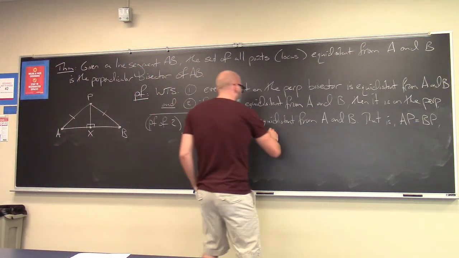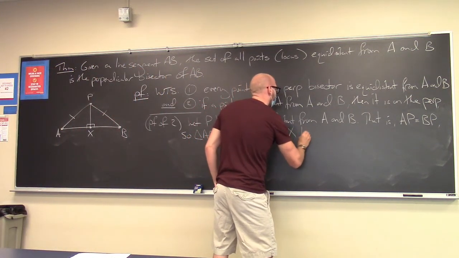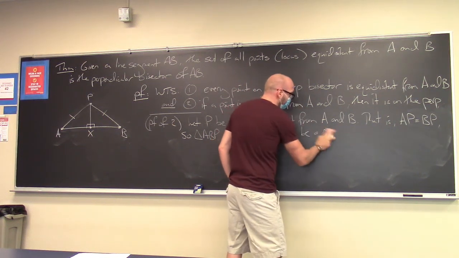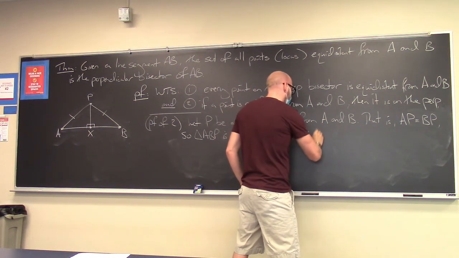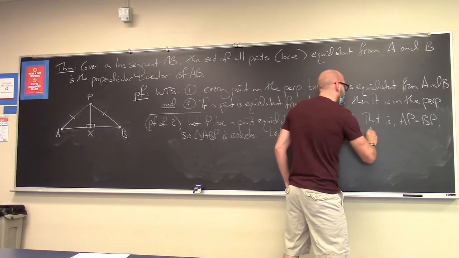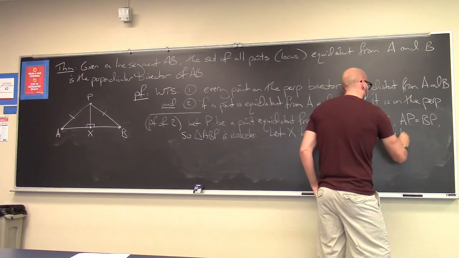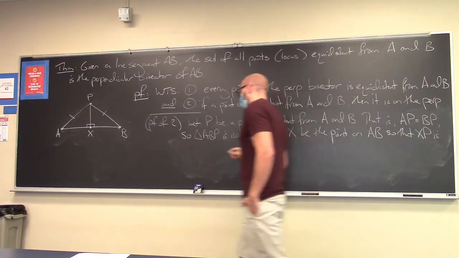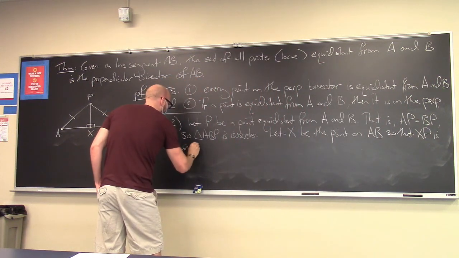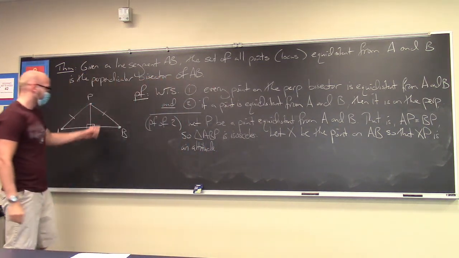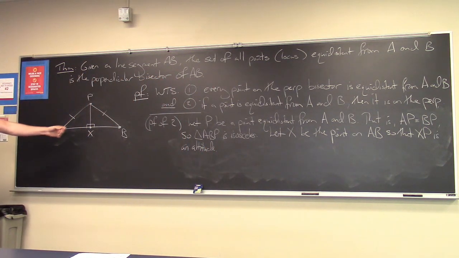Alright, so let X be a point, in fact the point is a unique one. Let X be the point on AB so that XP is an altitude. I guess I'm saying "the" because there's technically three of them, but it's the unique altitude from vertex P.